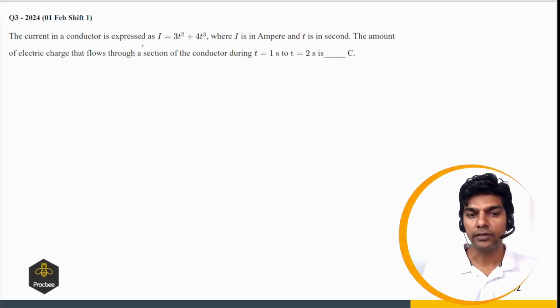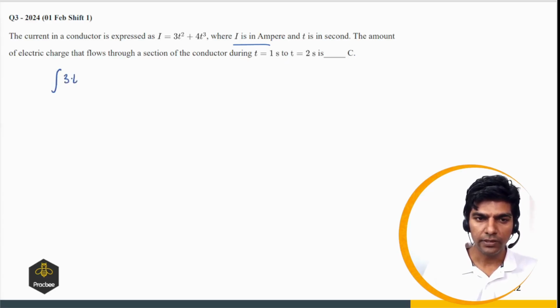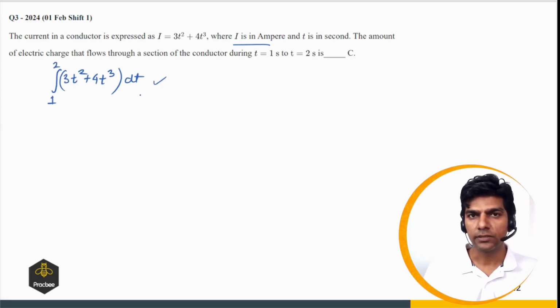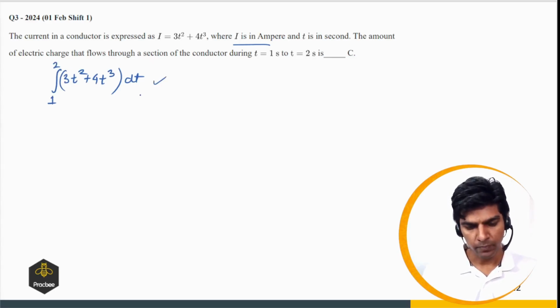The current in a conductor is expressed as I equals 3t square plus 4t cube, where I is in amperes and t is in seconds. Find the amount of charge that flowed through the section of the conductor during 1 to 2 seconds. Again it's the same question, so you can integrate 3t square plus 4t cube, with time varying from 1 to 2 seconds. By using this, you'll be able to get the answer.